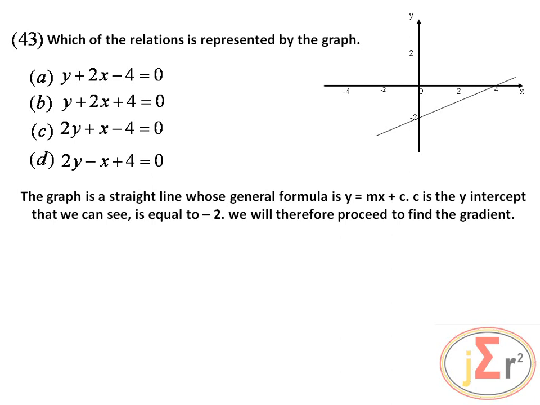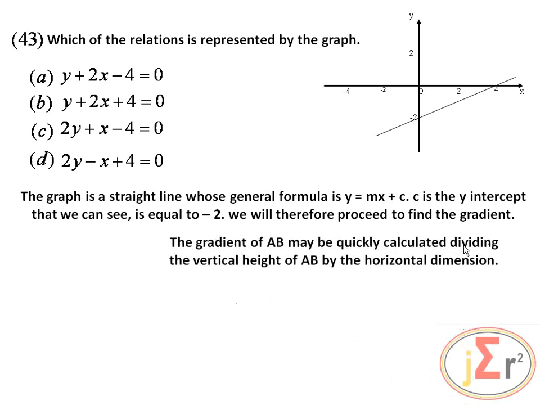We will therefore proceed to find the gradient. So y is equal to mx plus c, and we know that m is the gradient and c is the constant, the y-intercept, where the line crosses the y-axis. That we can see is right here at this point, negative 2. The gradient of AB may be quickly calculated, dividing the vertical height of AB by the horizontal distance.